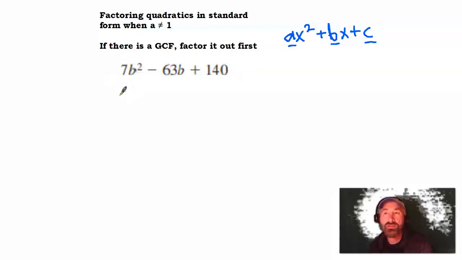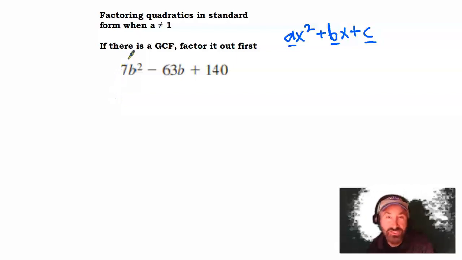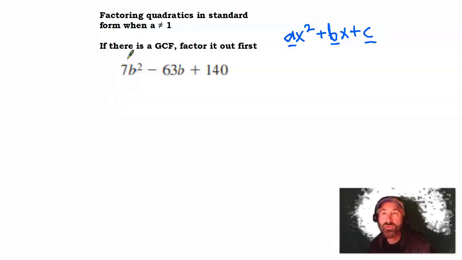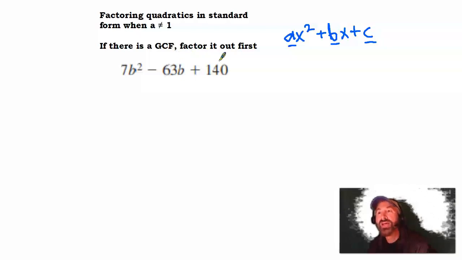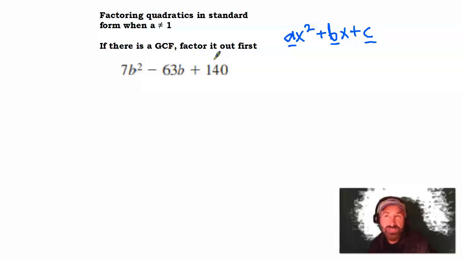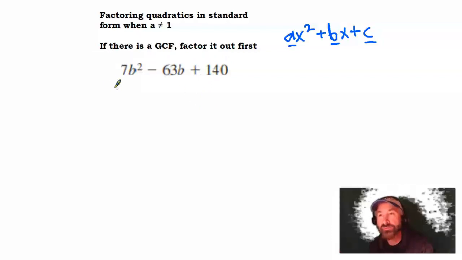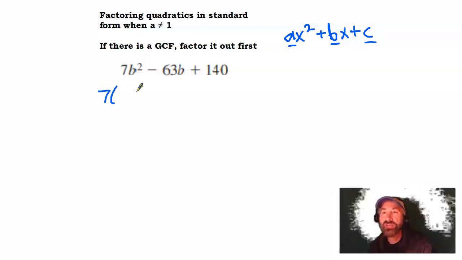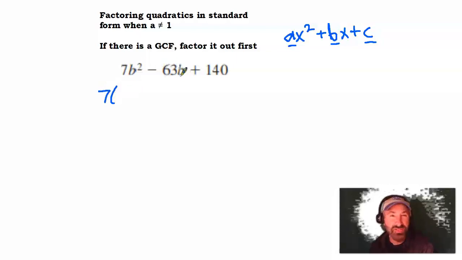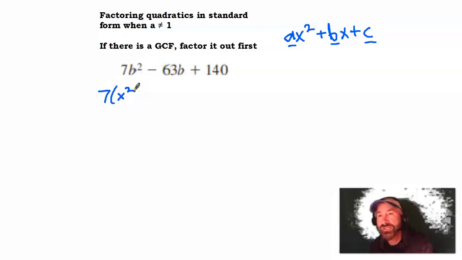So if the number in front of the x squared is the GCF, the greatest common factor, in other words, 7 is a factor of 7, and 7 is a factor of 63, and 7 is a factor of 140. If that's the case, if a number is a factor of all three of these guys, a, b, and c, then we can just factor it out, and you can use the simpler method for factoring. So let's take a look. I'm going to go ahead and take the 7 out. And if you don't mind, I'm going to skip the b's because they look like 6's when I write them. So I'm just going to write it as x squared for now.